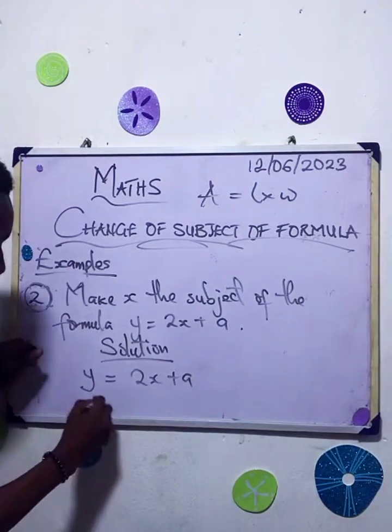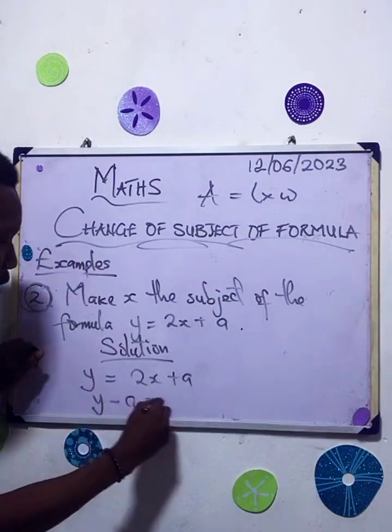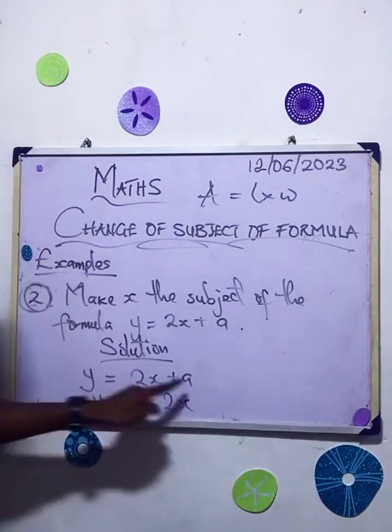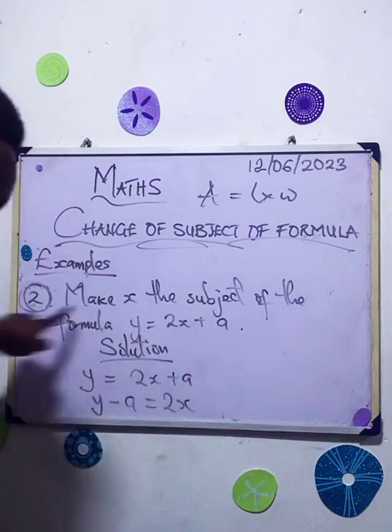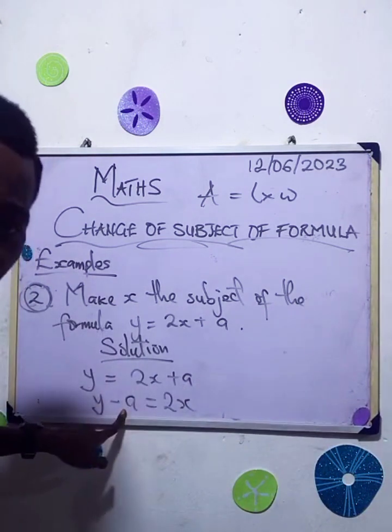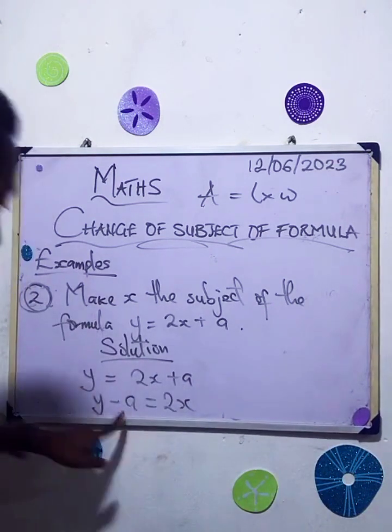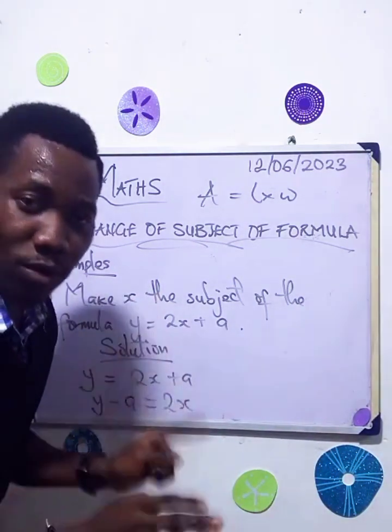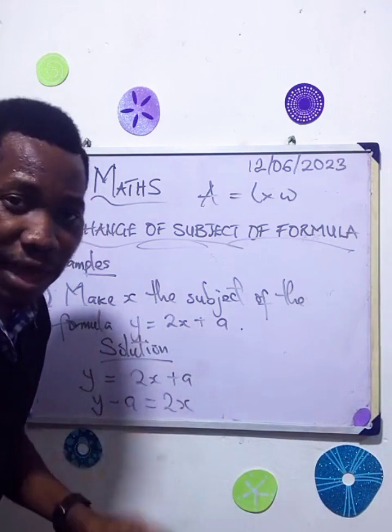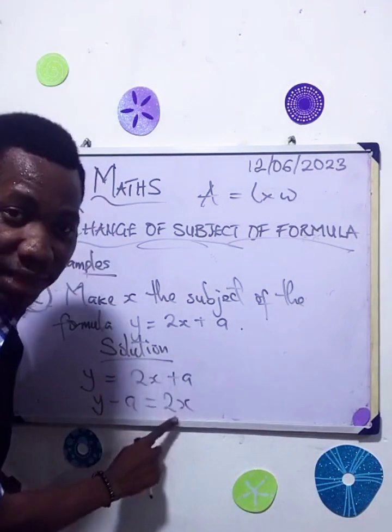We're going to have y minus a equals 2x. So we've been able to deal with this a. We've been able to move plus a over, and now you have minus a on this side. So we have y minus a equals 2x. We're not done because what we want to make the subject of the formula now is x. But what we are having here is 2x.